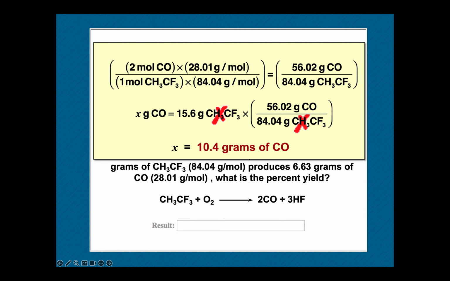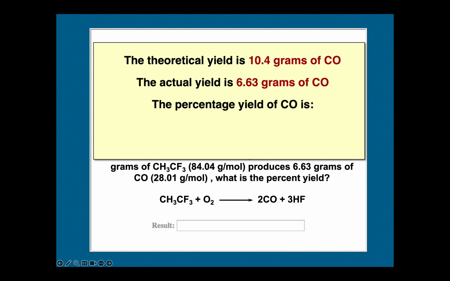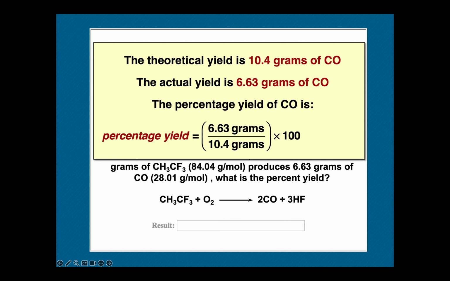Now, actual yield was 6.6. Theoretical 10, actual 6.6. Percentage, actual divided by theoretical, times 100. This went at about 64%. Any questions?